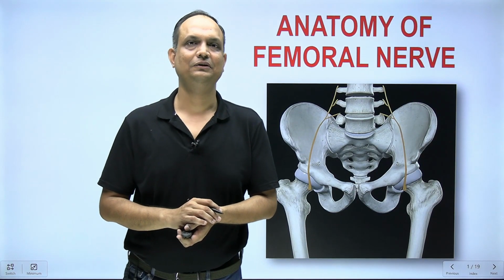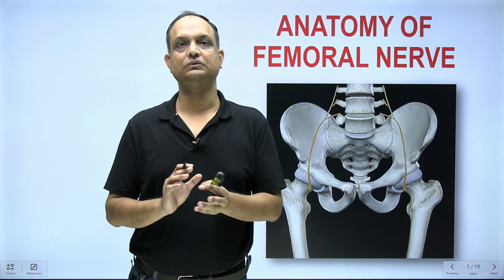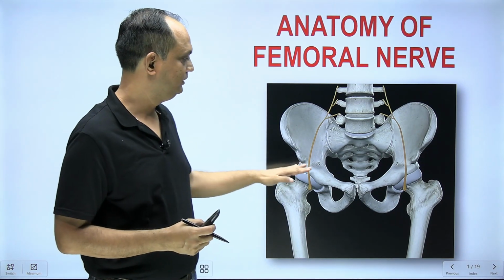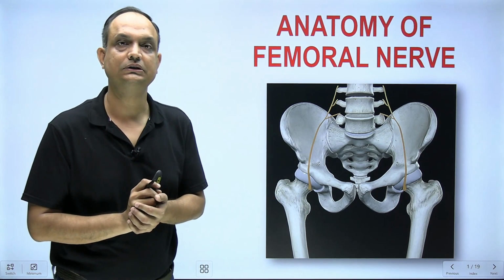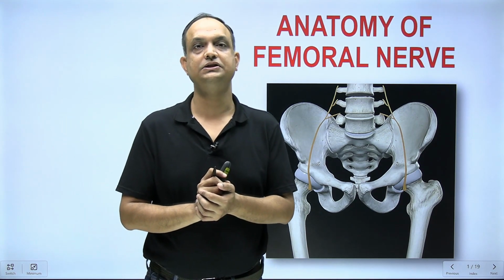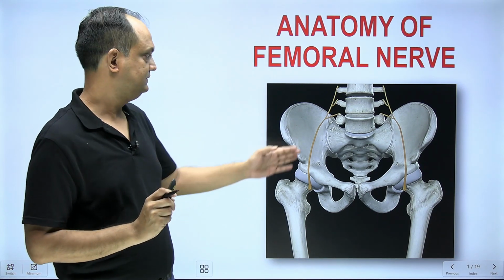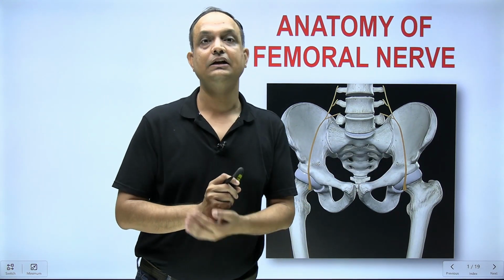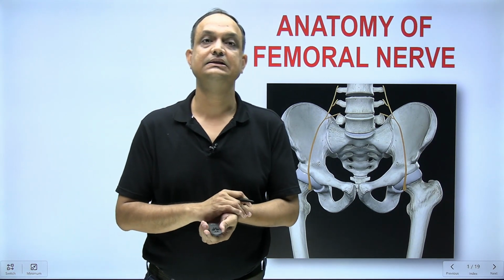Hello students. Today we'll discuss the anatomy of the femoral nerve. Now as you know, there is a femoral triangle on the front of the thigh, and when we are talking about the femoral triangle, you will have three structures: femoral artery, vein and nerve. In today's lecture we will see the femoral nerve, and as you know, the front of the thigh is known as the extensor compartment.